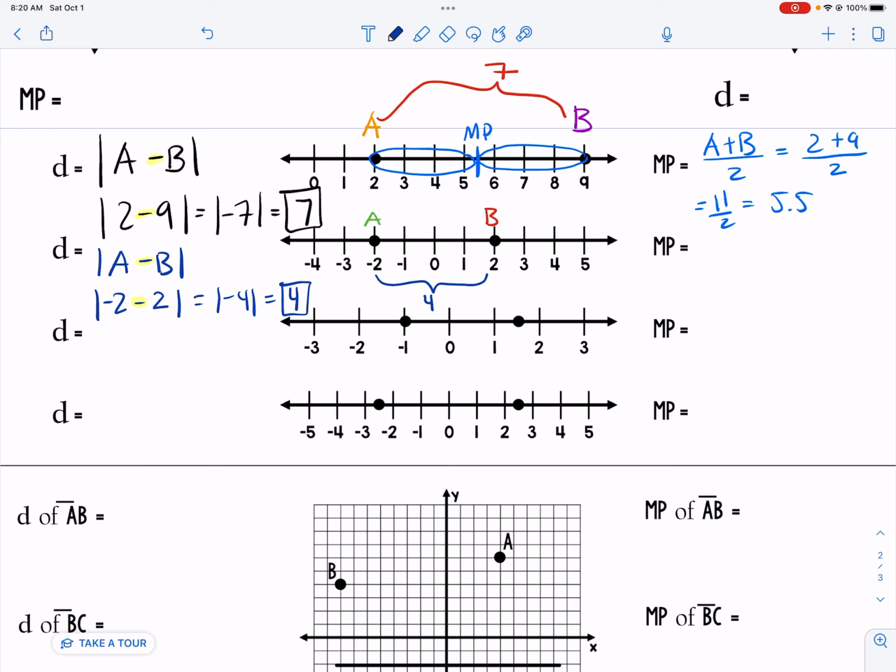And last but not least, the midpoint between these two values. I'll help you with the formula, A plus B over 2. Our A value will be negative 2. Our B value will be 2, over 2. Negative 2 plus 2 is 0 over 2, which is just 0. So the midpoint, the point in between A and B, is going to be right here at 0. And that makes sense because this is 2 distance apart and 2 distance apart.